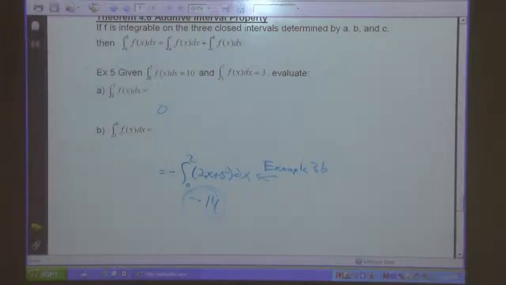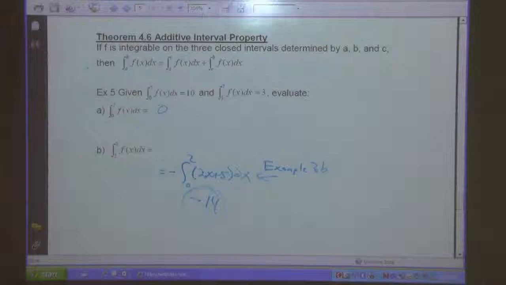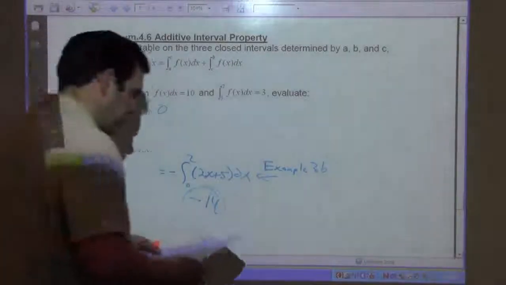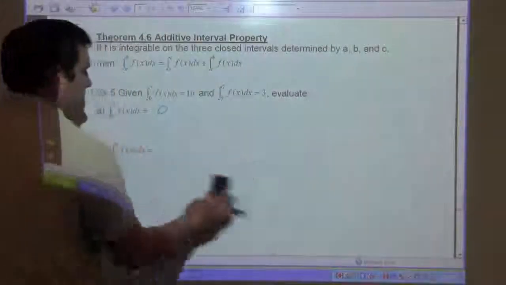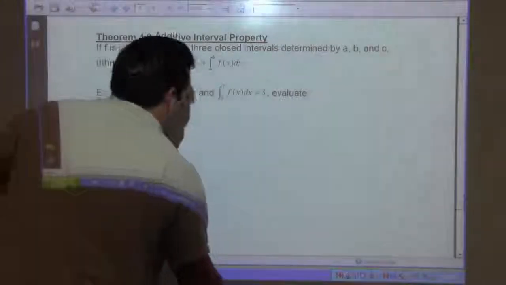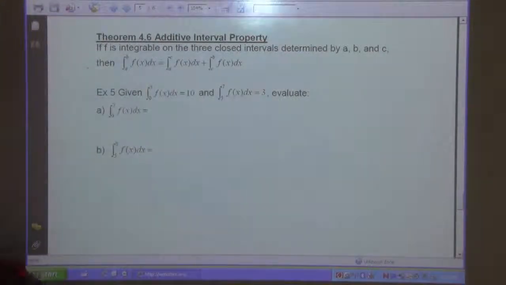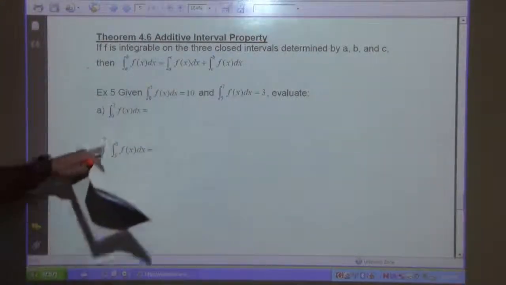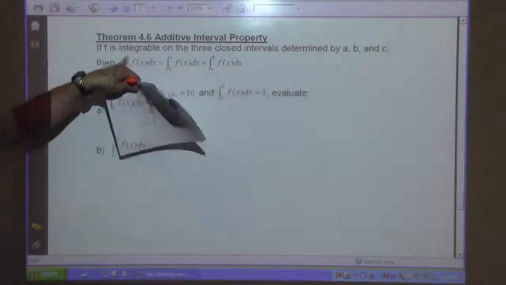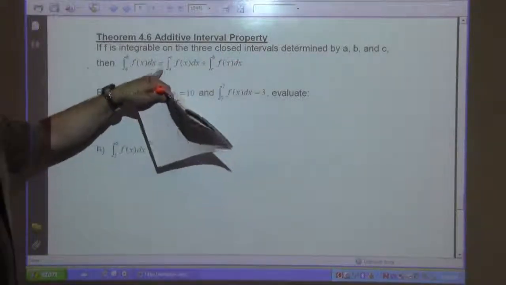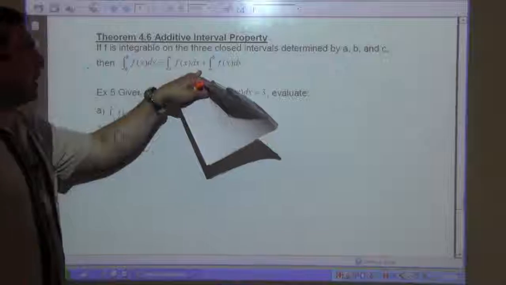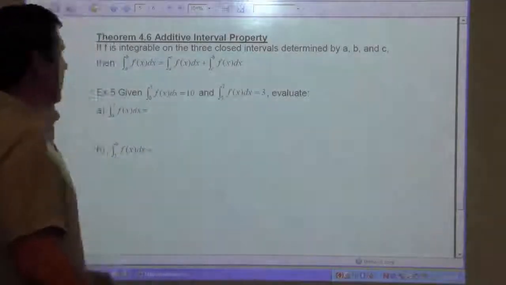Okay, theorem 4.6, the additive interval property. It says integral property, I think it's integral, but okay. If f is integrable on the three closed intervals determined by a, b, and c, the integral from a to b of f of x dx equals the integral from a to c of f of x dx plus the integral from c to b of f of x dx.